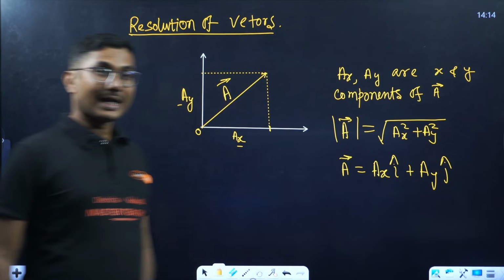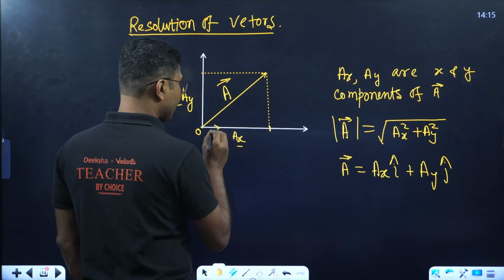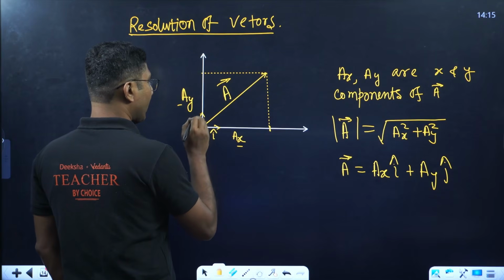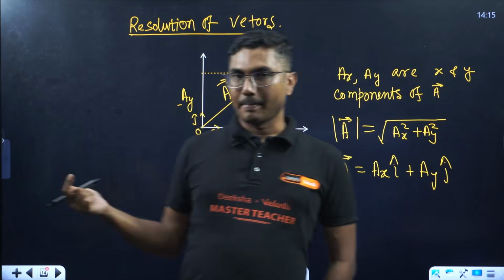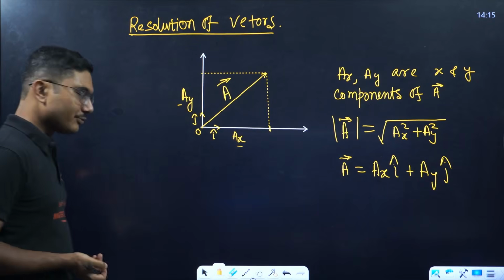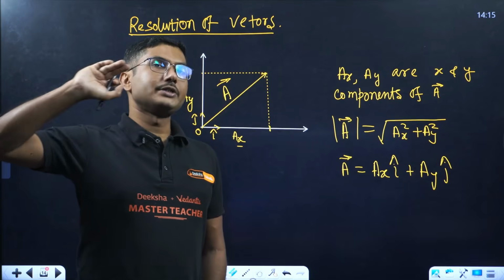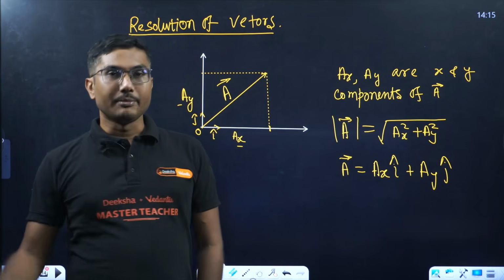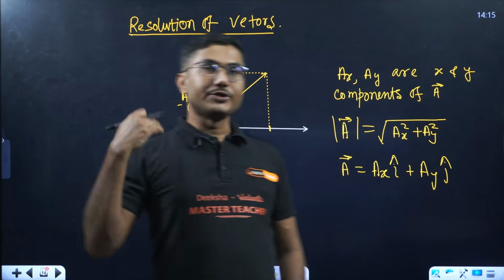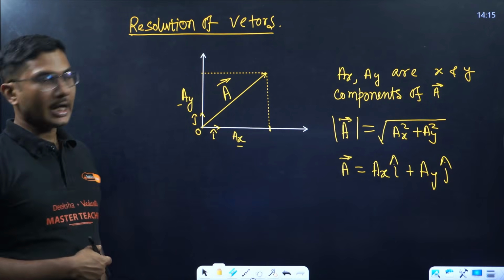i cap and j cap are unit vectors. The unit vector along the x axis I told you is i cap, the unit vector along the y axis is j cap, and along the z axis it is k cap. In some cases we may need to do a three-dimensional resolution. Resolution is not limited to only two-dimensional resolution. In many cases we may need to resolve a vector into three dimensions as well.